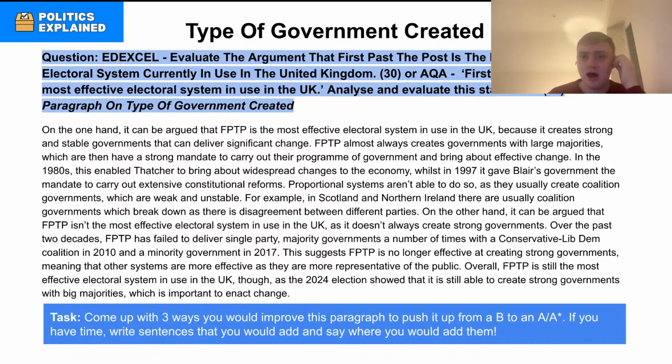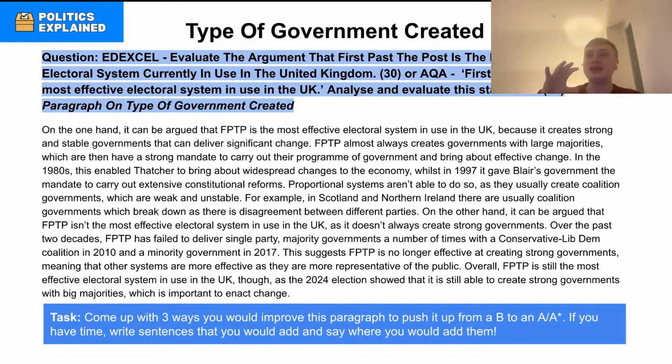So it says first past the post almost always creates governments with large majorities that then have a strong mandate, but it doesn't say why first past the post creates that outcome. It could link it in to the winner's bonus. A third point is it could use more specific recent examples, including statistics, and we could have a bit more complex analysis and an evaluation that brings in that other proportional electoral system as well.